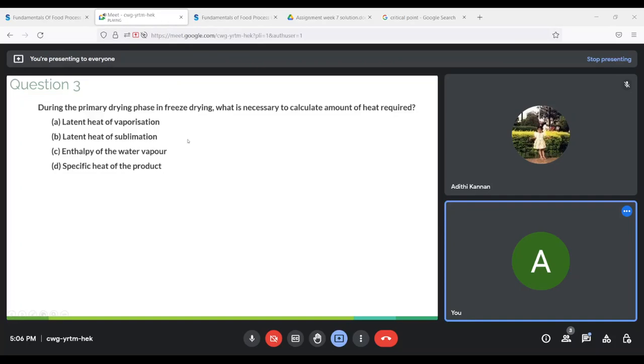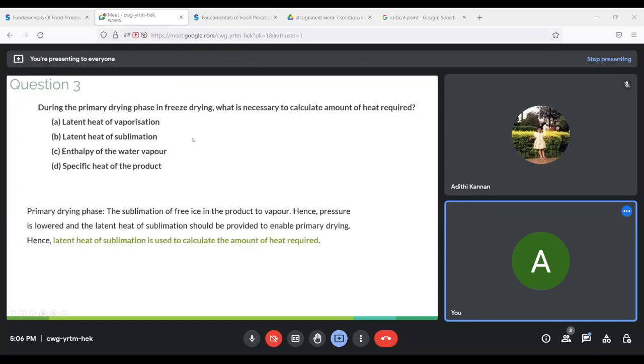So in freeze drying, you have multiple phases involved. One is the primary phase, where your frozen product will have free ice on the surface of it. The sublimation of this free ice into vapor primarily involves your primary drying phase. At this stage, your pressure is lowered and your temperature is also lowered, and the latent heat of sublimation is provided to enable your primary drying. Hence, we use latent heat of sublimation to calculate the amount of heat required for a primary drying phase.